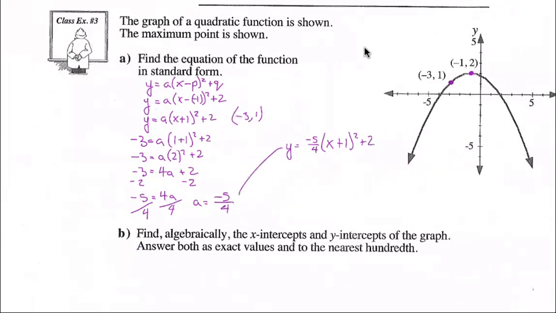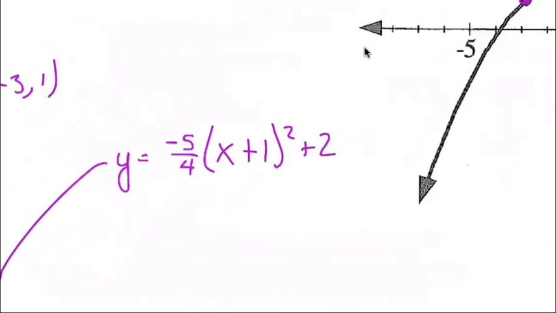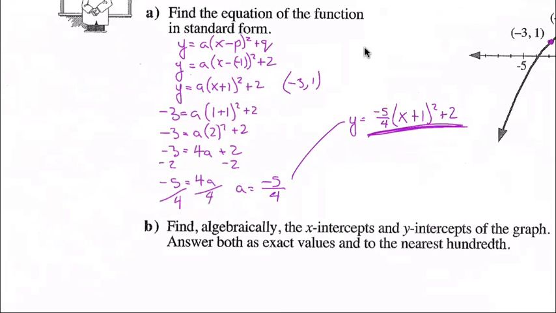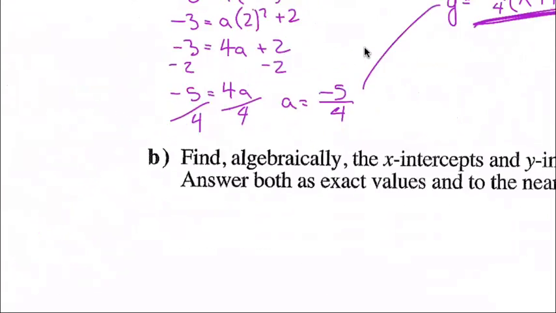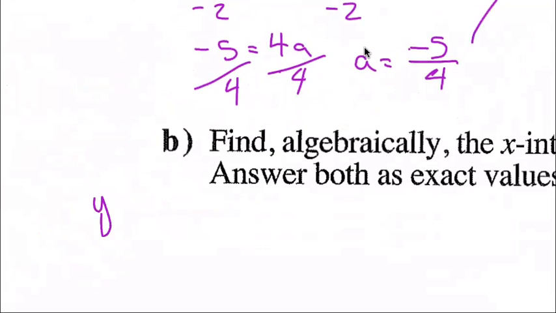Find algebraically the x-intercepts and the y-intercept of the graph. So you can go through the work for the x-intercept and y-intercept by substituting in your zeros. To find the y-intercept, you could also expand this into general form and find your y-intercept. Whichever process works best for you, it makes no difference to me, okay? As long as you come up with the right answer. So let's do our y-intercept first. That means x is equal to 0.